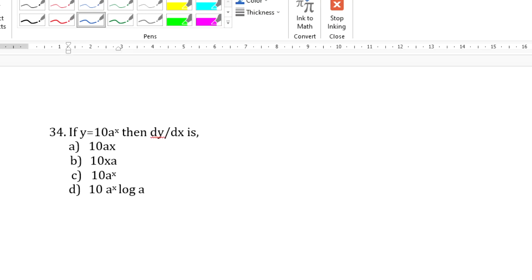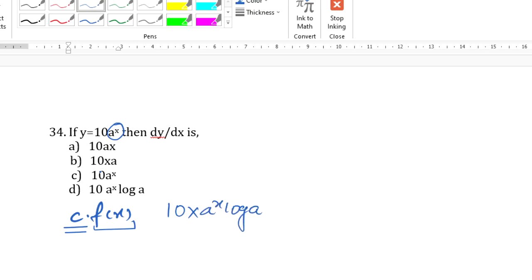y is equal to 10 into a raised to x. So what is this particular type? This type is nothing but c into f of x. And if you remember the formula I had given for this, it was c into dy dx of f of x. So it is 10 into dy dx of a raised to x. So what is the derivative of a raised to x? It is a raised to x into log of a. So what is the right answer? D is the right answer. Moving on to the next question.